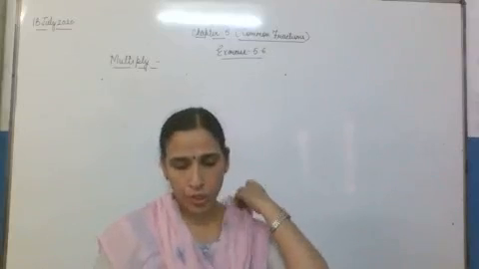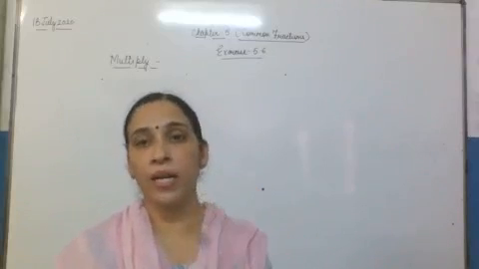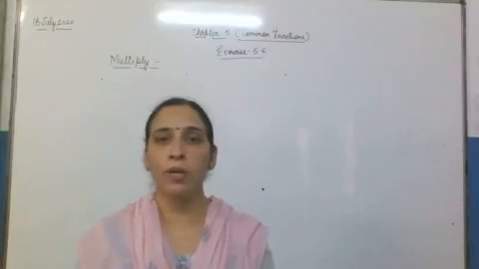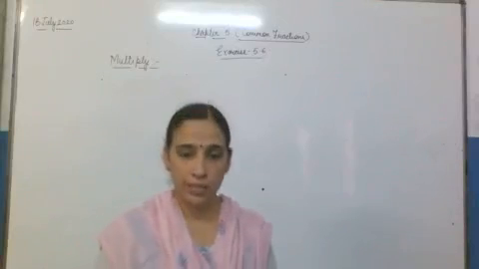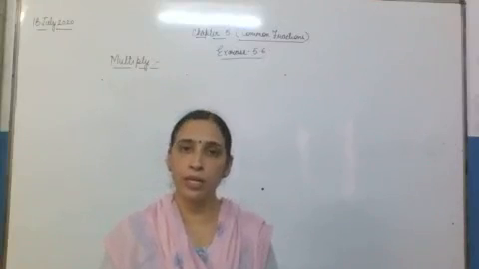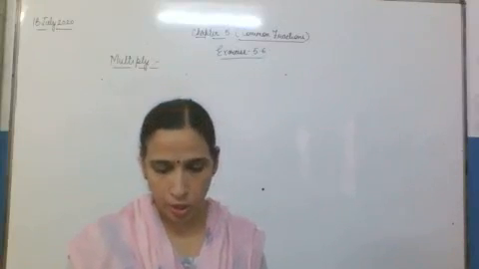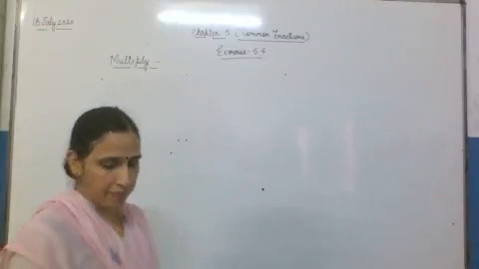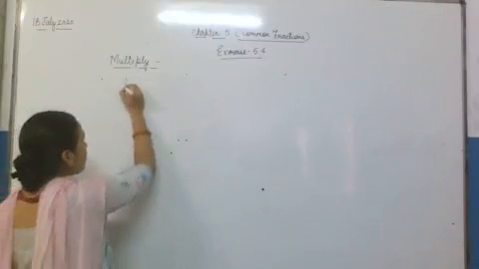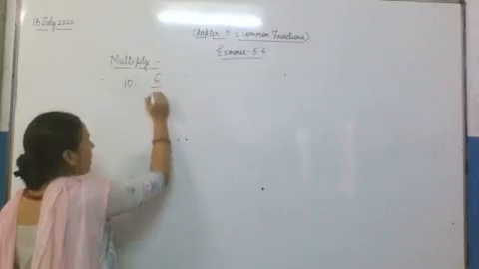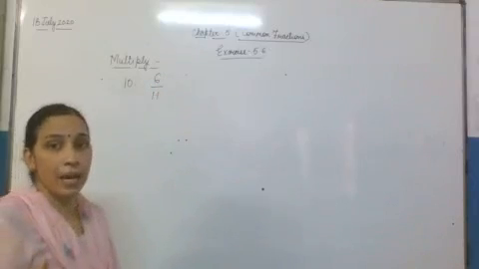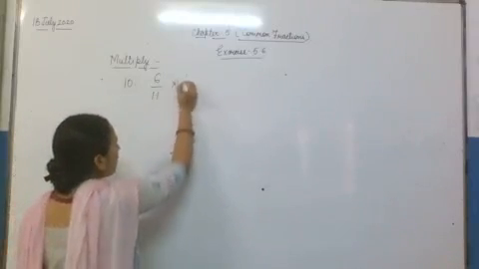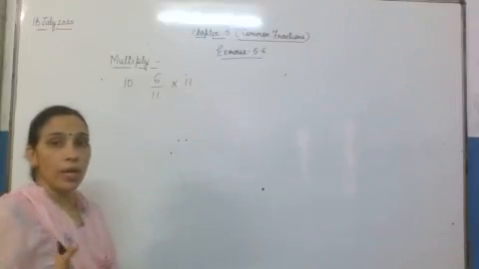Now we will take question number 10. Sometimes you will find that in the numerator and denominator you have a common number. So that number you can cancel also. Cancel means you can reduce by a common factor. So here we will take question number 10 now. Question number 10 is 6 by 11, which is again an example of a proper fraction. Now that will be multiplied by 11, which is a whole number.